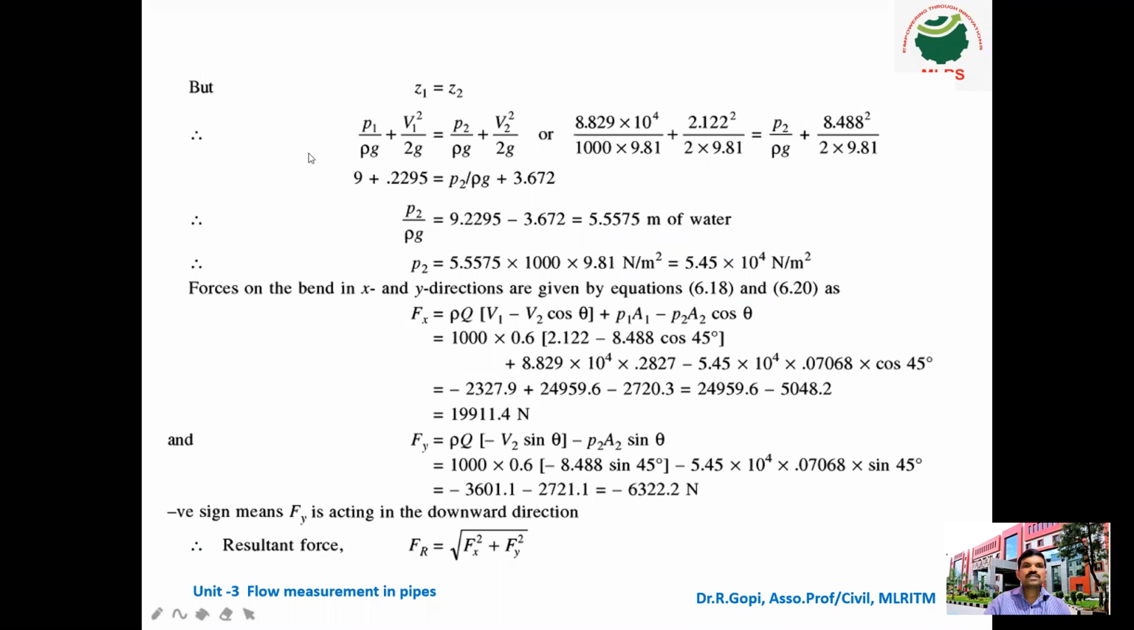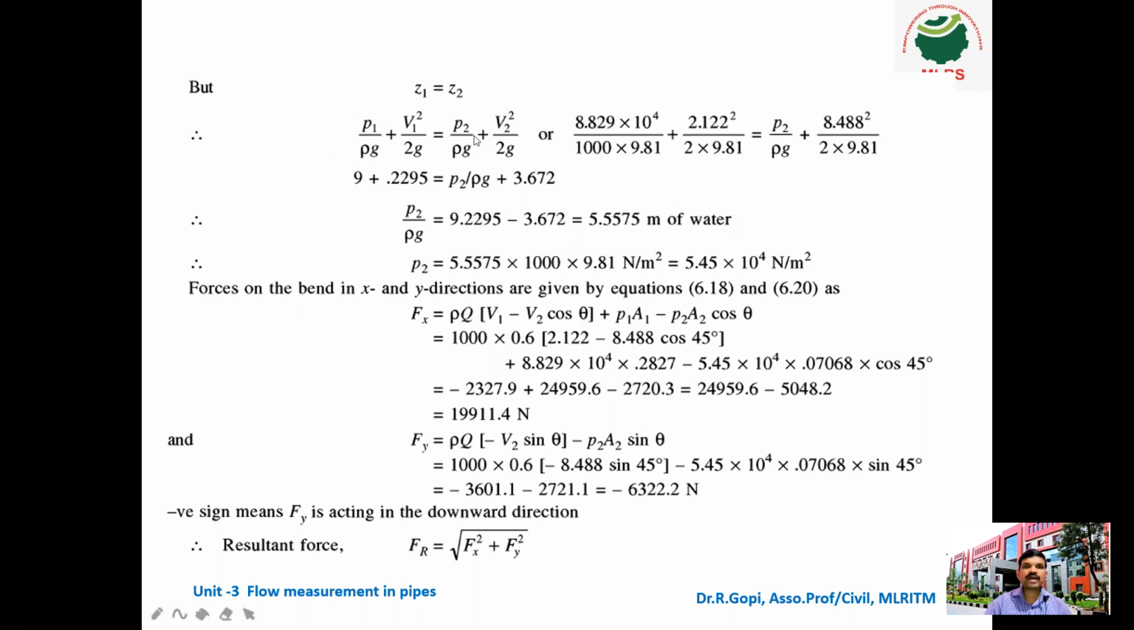Okay. So now Z1 equal to Z2, so both get cancelled. So the final equation is P1 by rho g plus V1 square by 2g equal to P2 by rho g plus V2 square by 2g. So why do we need to apply this equation? To calculate the pressure head at section 2, because pressure is given at section 1 only. For section 2, the pressure is not given. So initially we have to find the pressure head for section 2.